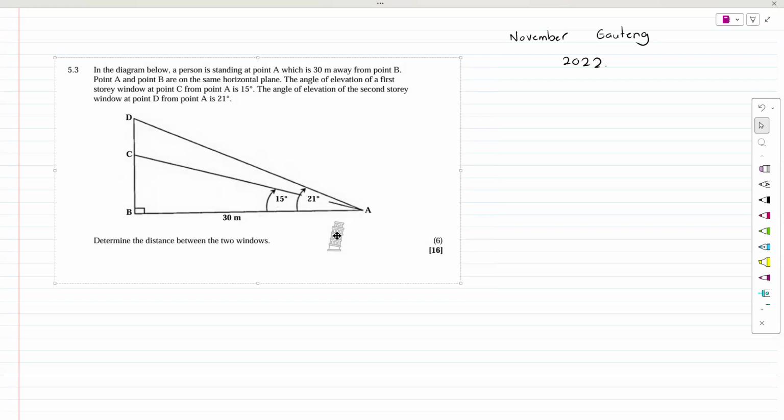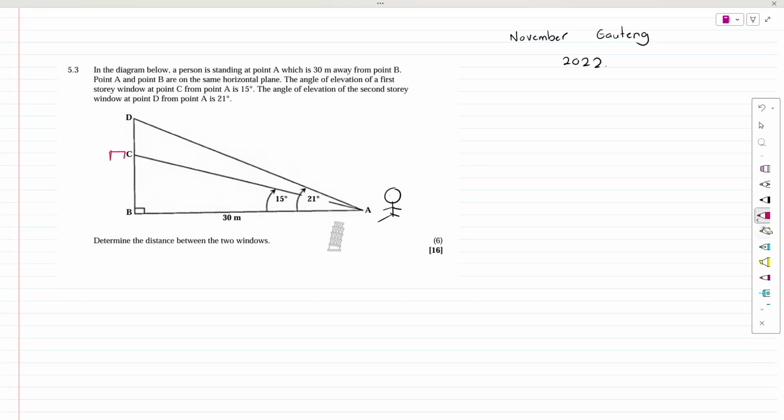It says, in the diagram below, there's a person standing at point A, which is 30 meters away from point B on the same horizontal plane. The angle of elevation for the first story window would be 15, the second story would be 21. Determine the distance between the two windows. So they want DC, if I'm not mistaken.